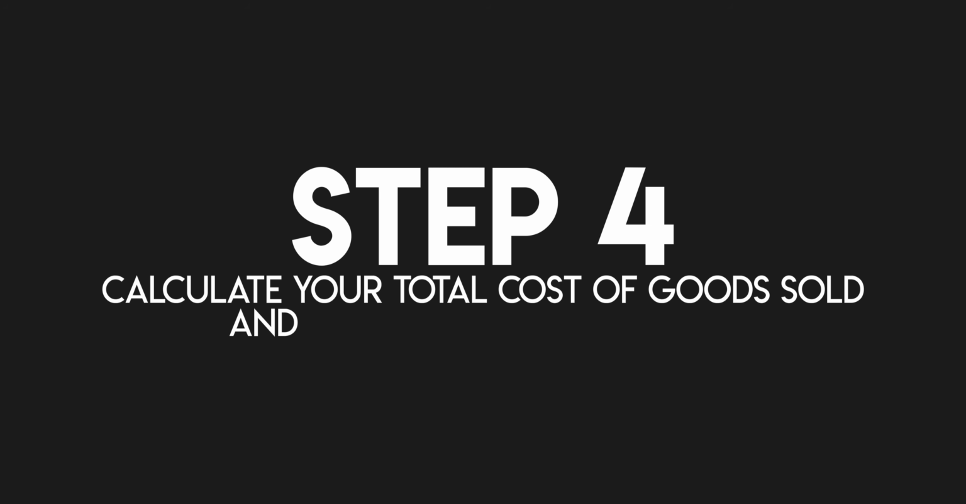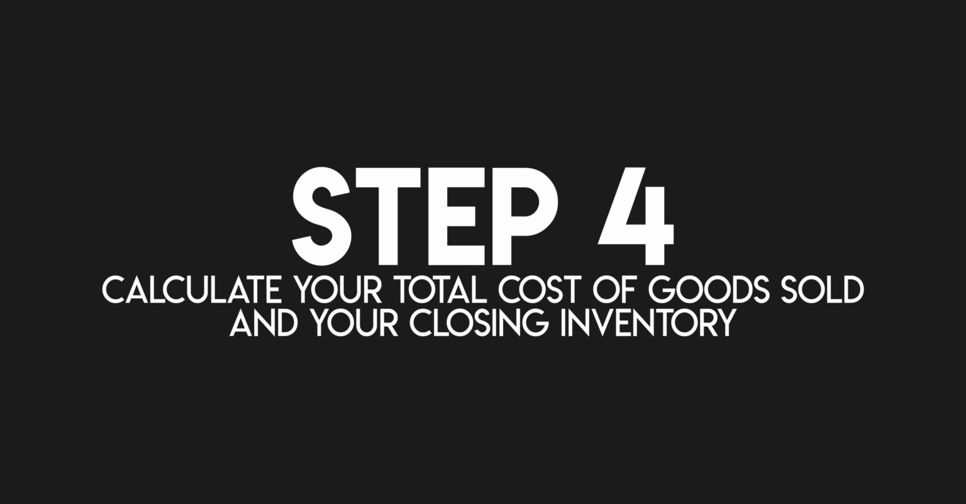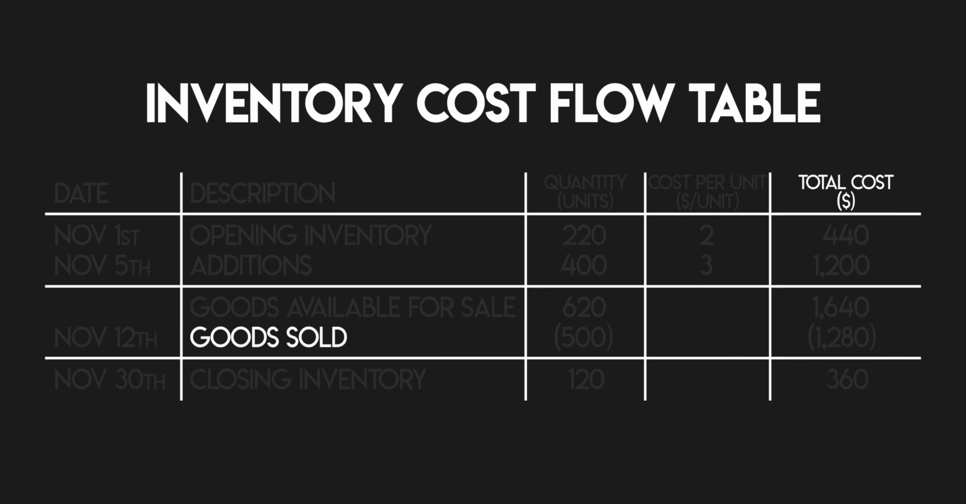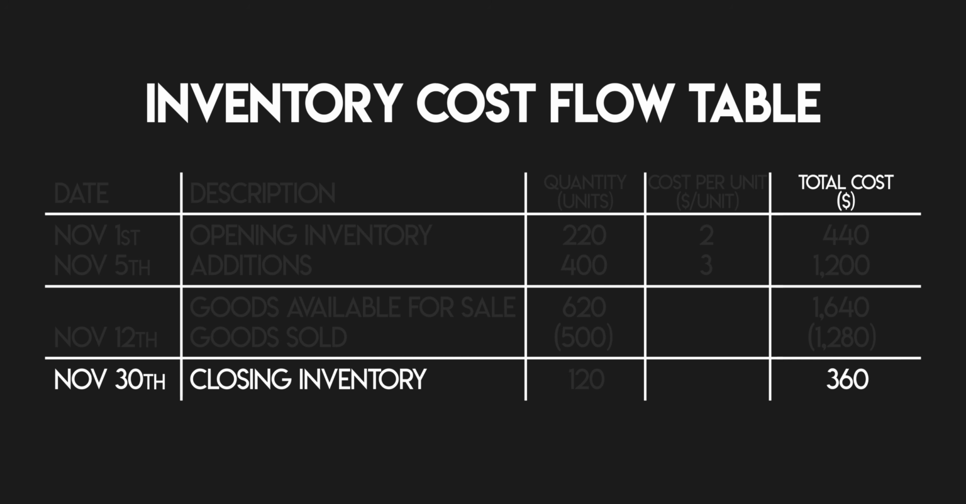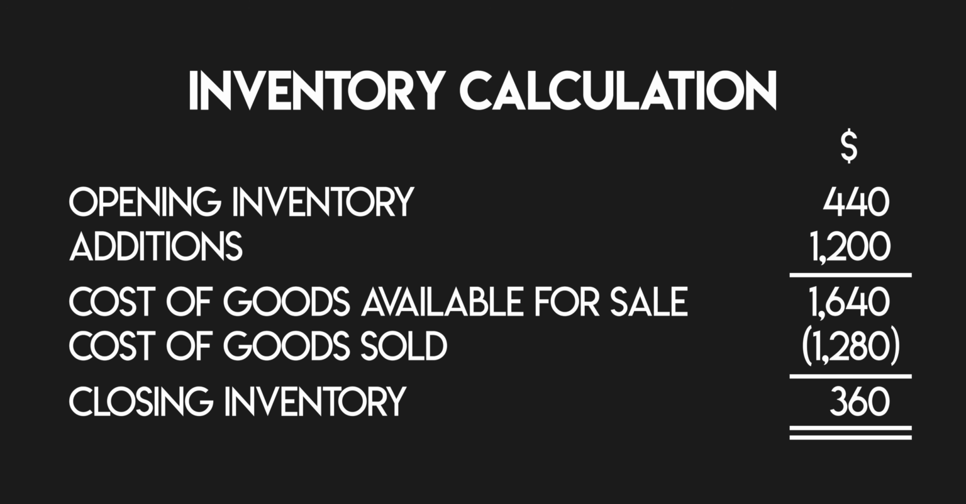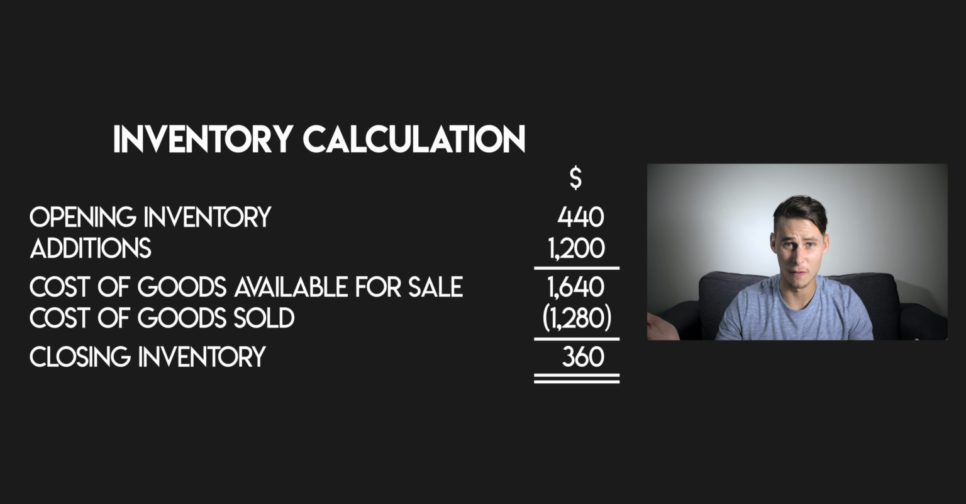Step 4. Calculate your total cost of goods sold and your closing inventory. Well, like I said, the hard part is over. Your total cost of goods sold for the month can be calculated by adding up your cost of goods sold for each sale. Here you've only made one sale, so your total cost of goods sold for November is $1,280, and the total cost of your closing inventory is $360. The inventory cost flow table makes it easy for us to work these out. And if any of this looks familiar to you, it's because it mirrors the inventory calculation that we had up earlier.